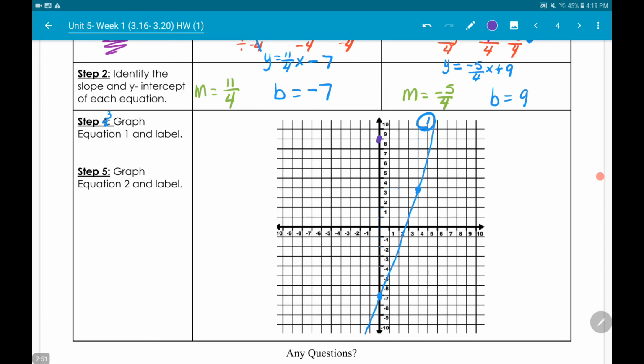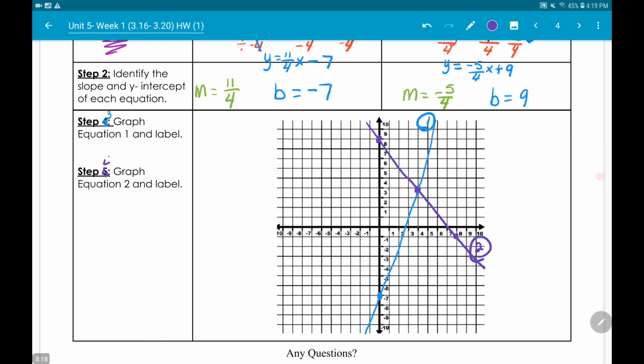Number 2 starts at 9. And it says go down 5 and over 4. So let's try. 1, 2, 3, 4, 5. 1, 2, 3, 4. Again, that looks like all the space we have. Connect it. Label it. And now we need to identify the solution.